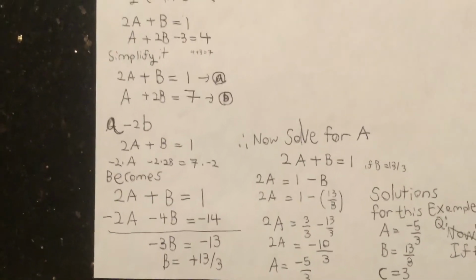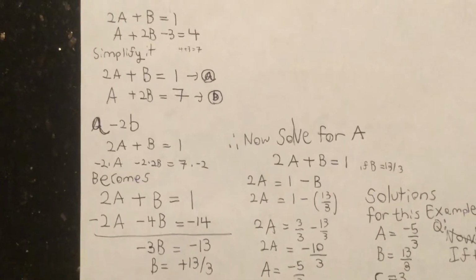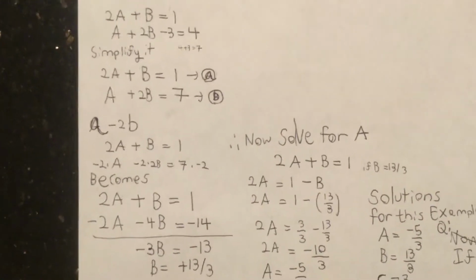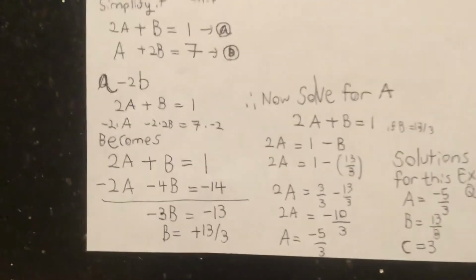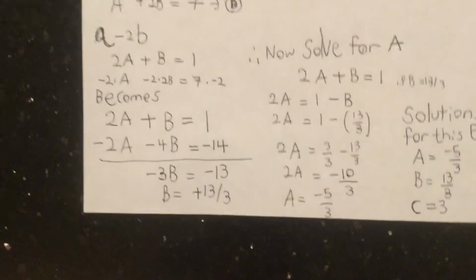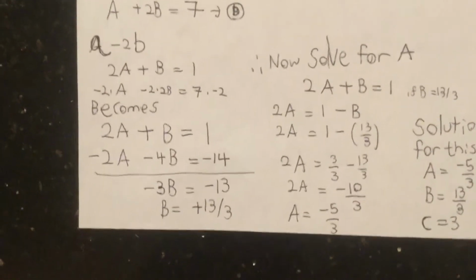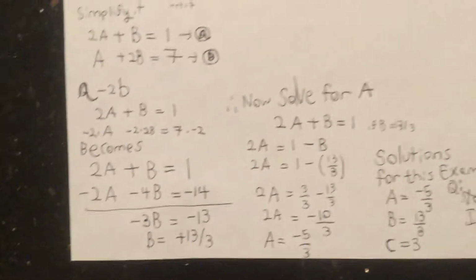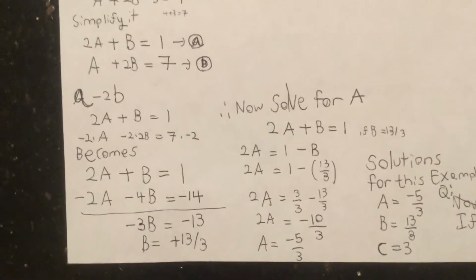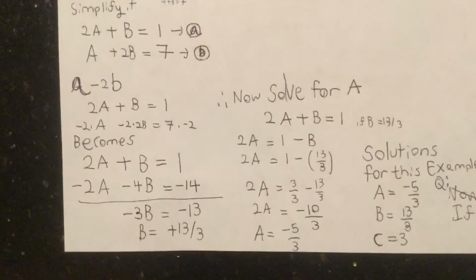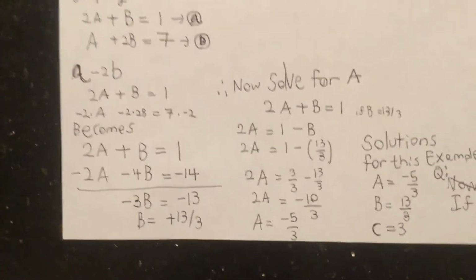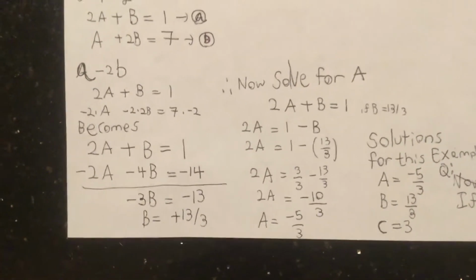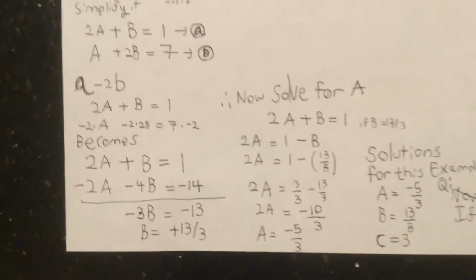For the second equation, I'm multiplying it by negative 2 to eliminate the a. So now that I've eliminated a, b minus 4b is equal to negative 3b, and on the right-hand side, 1 minus 14 is equal to negative 13. Both sides are negative, so they become positives. I solve for b. b is 13 over 3.